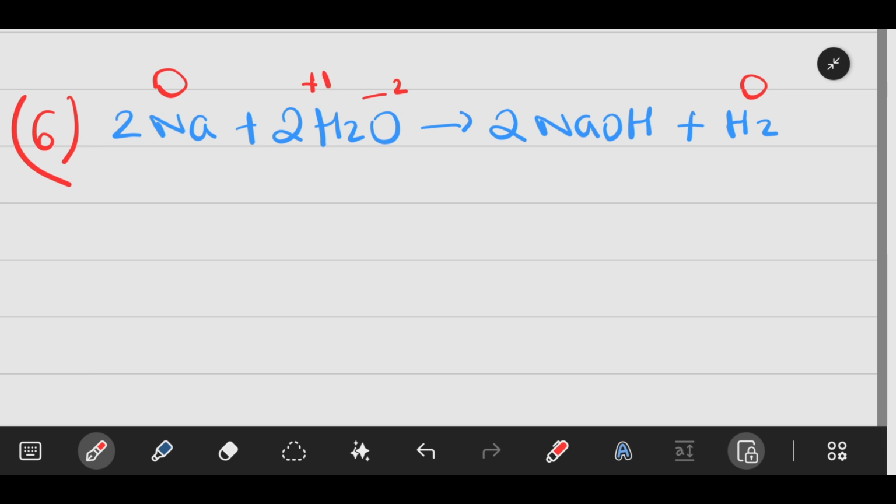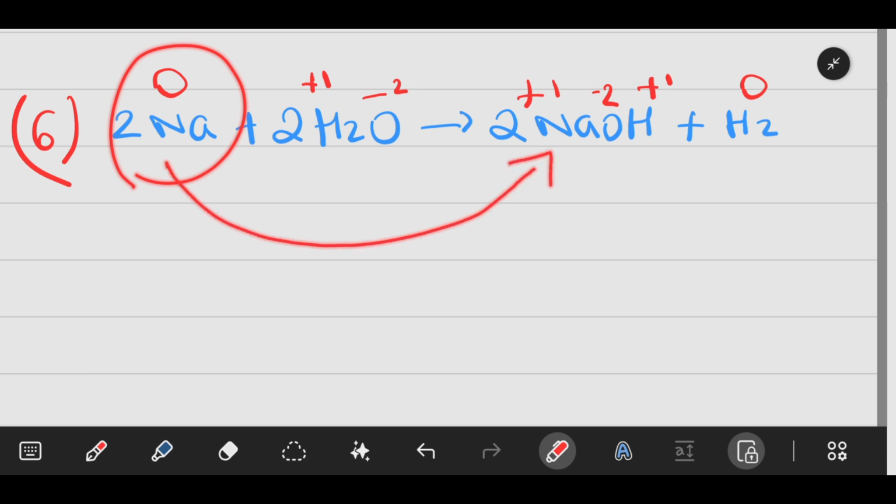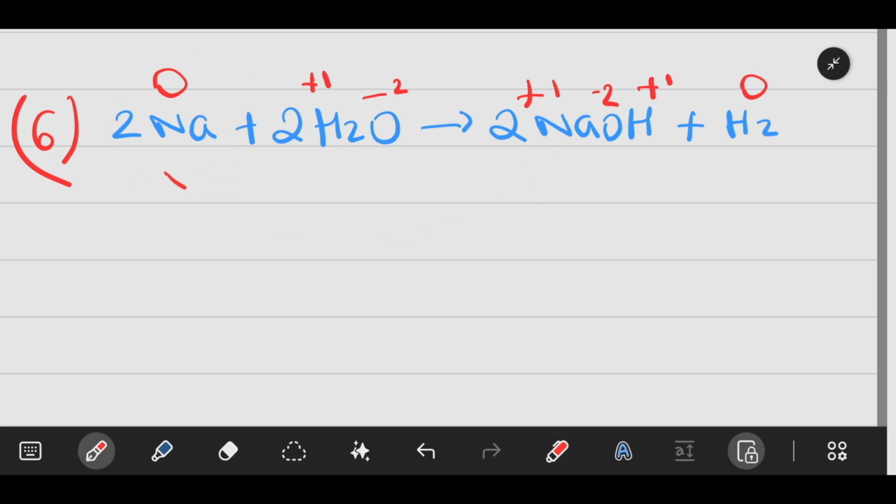And because OH is not present on this side now, I will just go ahead and solve it separately. So plus 1 for sodium, minus 1 for hydrogen, and plus 1 for hydrogen, and a minus 2 for oxygen. Let's figure out what's being oxidized and what's being reduced. Sodium is going to be a plus 1, so it is being oxidized. Sodium is being oxidized.